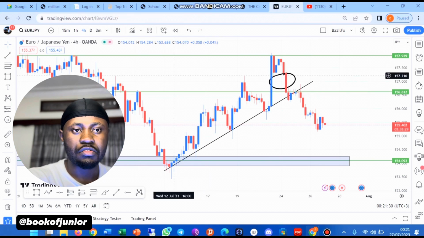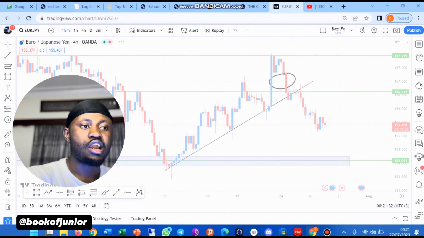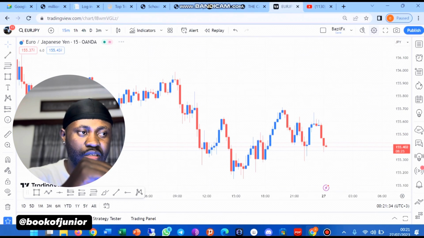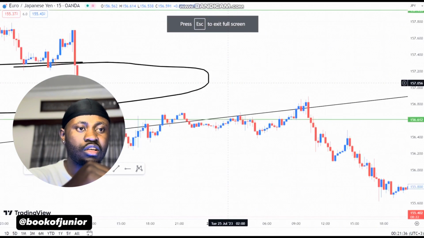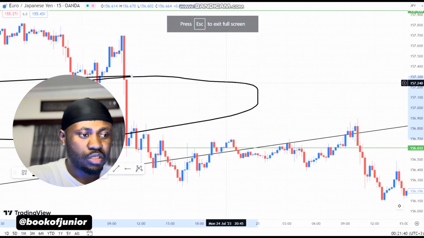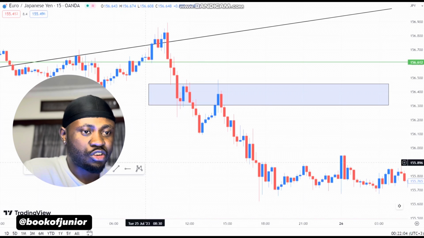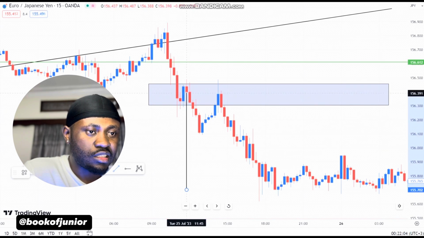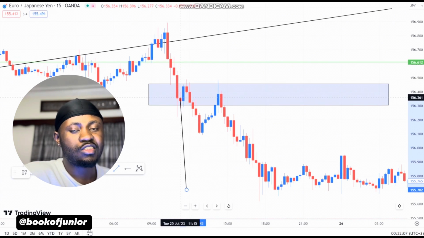So guys, I used the 15 minutes time frame to take my trade. I repeat, I used the 15 minutes time frame to take my trade. So let's remove this big line. So traders, this is where I took my trade. I took my trade at this, you see this blue line here, this is why I took my trade.